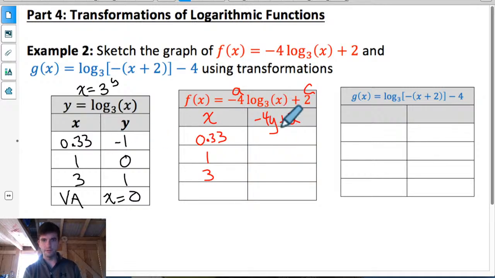-4 times -1 is 4, plus 2 is 6. Plug 0 in, I get 2. And plug 1 in, I get -2. And the vertical asymptote is always at x equals whatever the d value is. And the d value is 0 for this. It hasn't been shifted left or right at all, so the vertical asymptote is still at x equals 0. So let's graph that function.